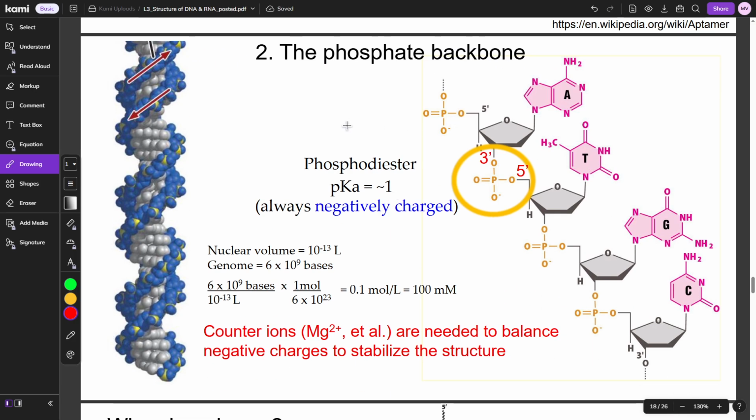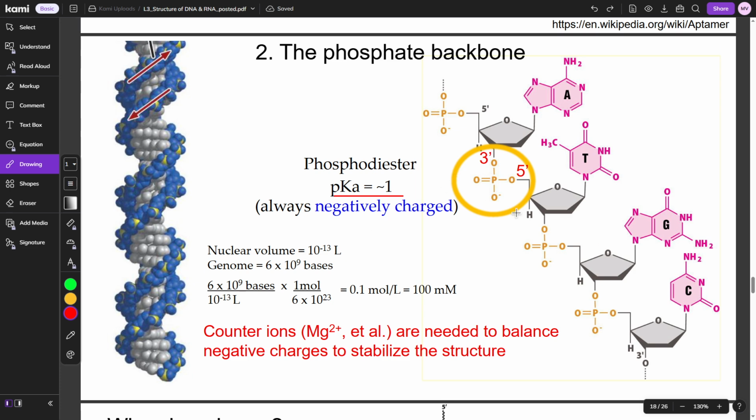And then we have the phosphate backbone. The pKa of the first deprotonation of phosphate is about 1. So it's always deprotonated. It's always negatively charged. I am not going to go into the math here. I don't think this is very important. It's basically just calculating the number of bases per liter. But I don't think that's very important.